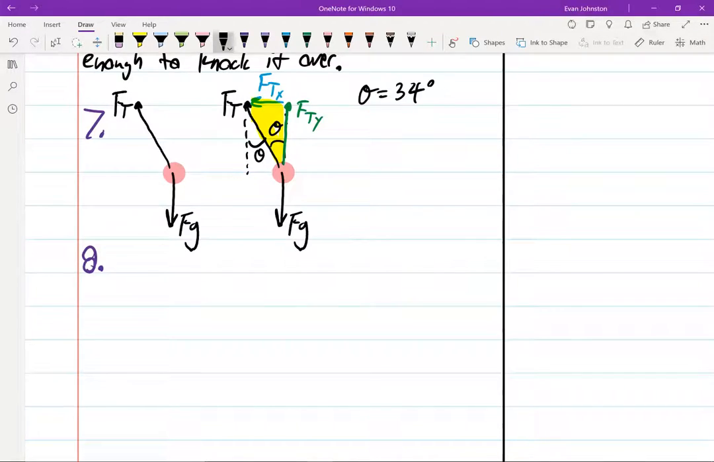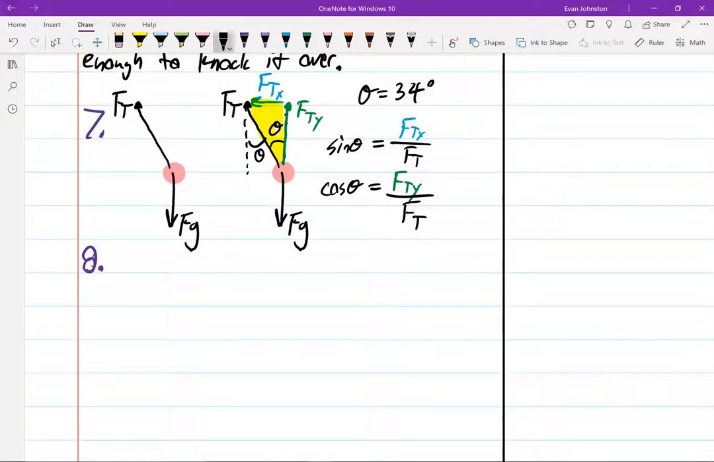We could go ahead and do a couple things. We could say that sine of our angle would give us the x part of tension over the total tension. And similarly, cosine of that angle would give us the Y part of tension divided by the total tension, just using our triangle here again.